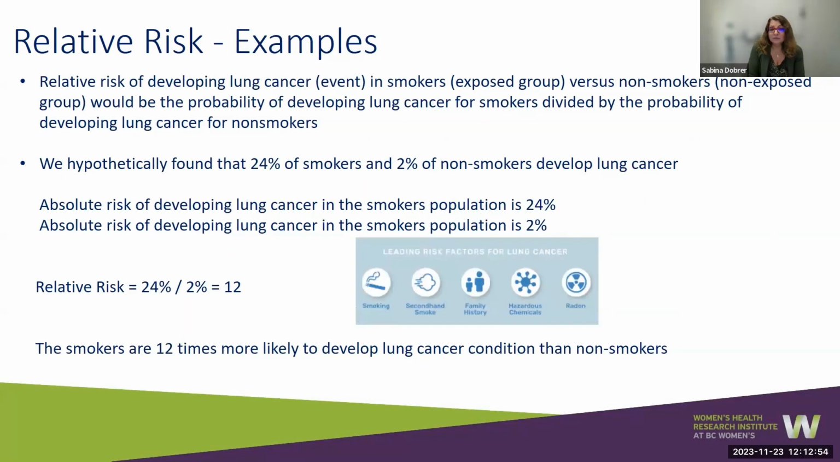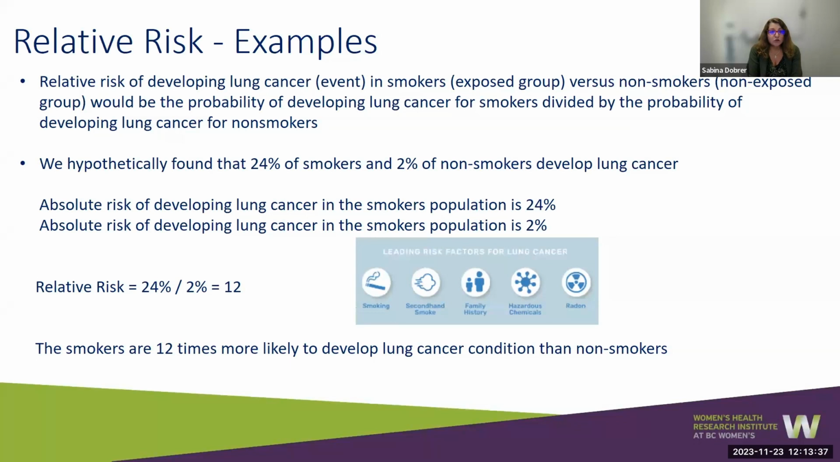So, an example of relative risk. I'll show how it's calculated and how it's presented. Assuming we want the relative risk of developing lung cancer, our event or outcome will be developing lung cancer in smokers, the exposed group, versus non-smokers, our non-exposed group. Relative risk will be the probability of developing lung cancer for smokers divided by the probability of developing lung cancer for non-smokers.